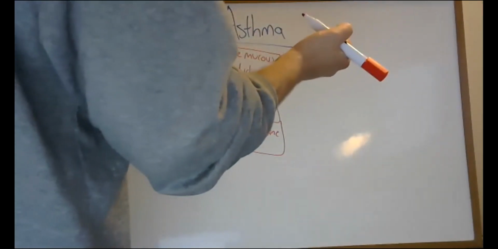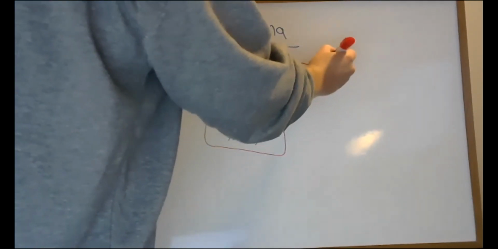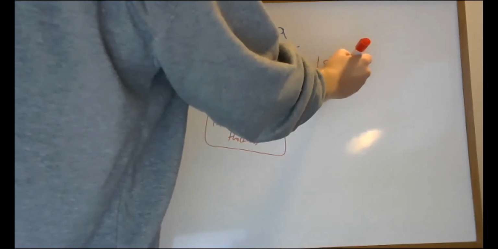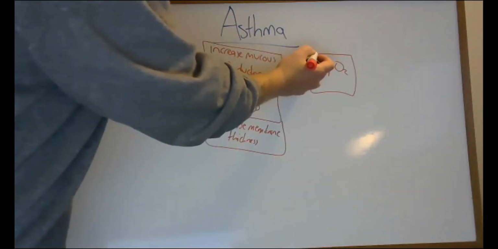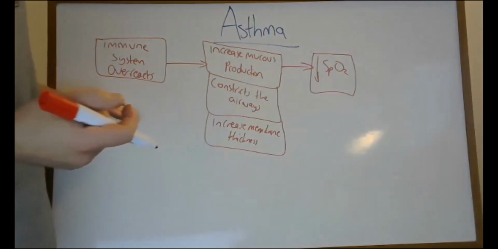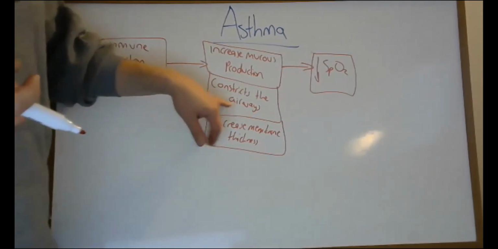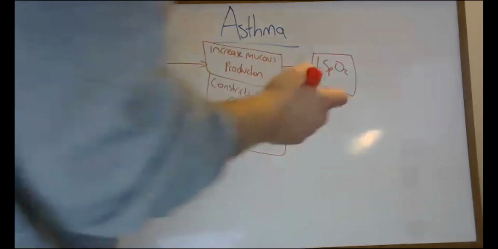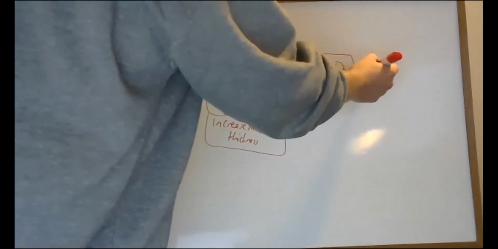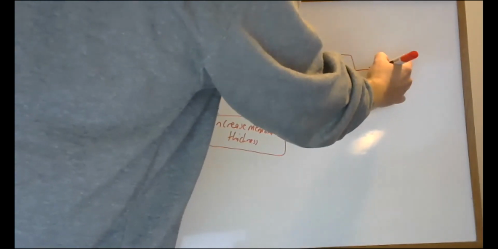So, increase in mucus production. This causes a decrease in what we call the SpO2, or how much of your blood has oxygen attached to it. So now we've got the immune system, cardiovascular system, respiratory system, cardiovascular system. Okay, then we have the brain, which does the following.